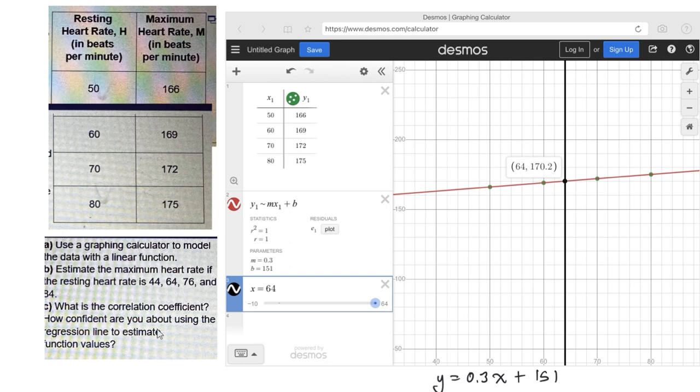Anyway, it's a linear function. Correlation coefficient, we already saw that. That's exactly equal to 1. Okay, hopefully that helps you with that one.